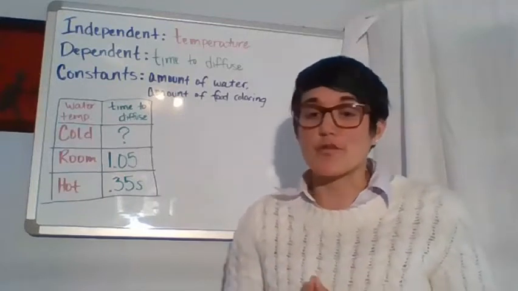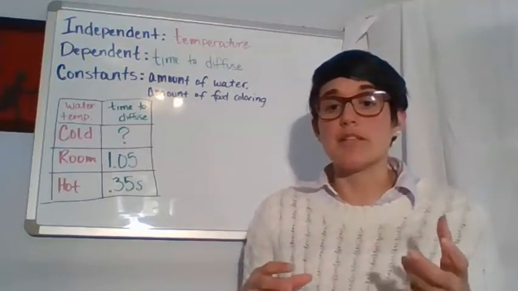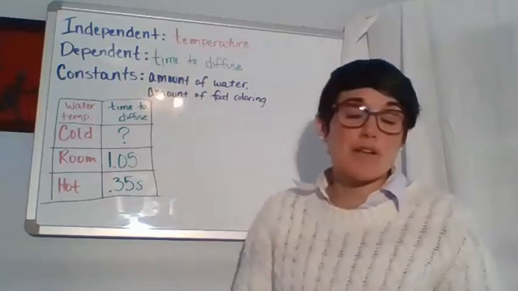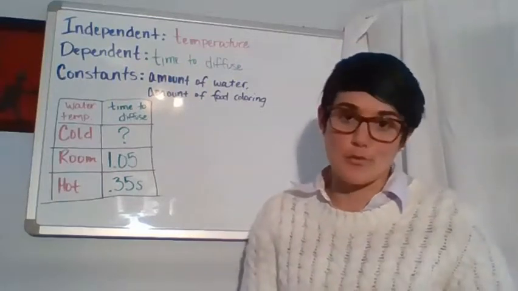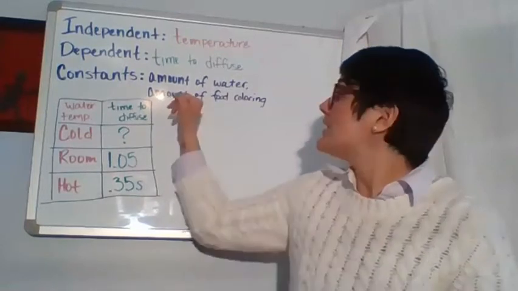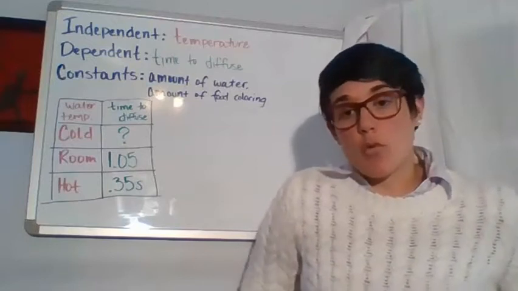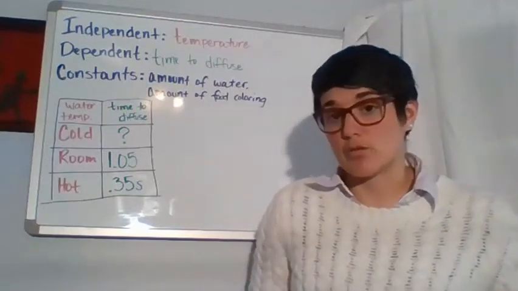Diffuse is another word for spreading out. What we were actually looking at was the time it took for the food coloring to completely mix with the water. So our dependent variable is the time it took to diffuse, or the time it took for the food coloring and the water to mix. Now, I did keep a couple things constant during that mini lab. One of them was the amount of water that I put in each jar, and the second was the number of drops of food coloring that I used for each cup.